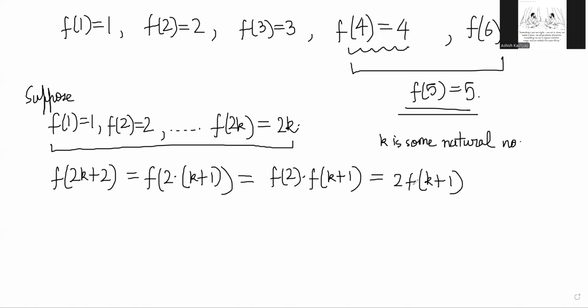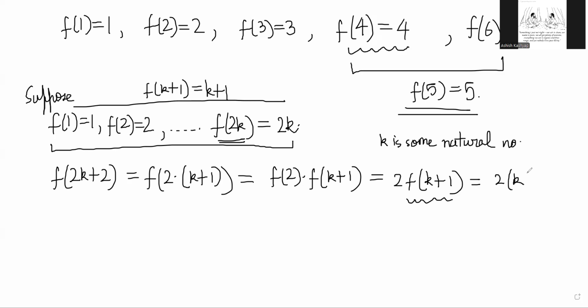Great. Now notice that f of k plus 1 was in this set of numbers, because the set of values that we know are f of 1 to f of 2k. So f of k plus 1 is already inside this set. That is k plus 1. So therefore we get 2 times k plus 1 here, which is 2k plus 2. So we have proved that f of 2k plus 2 is 2k plus 2.